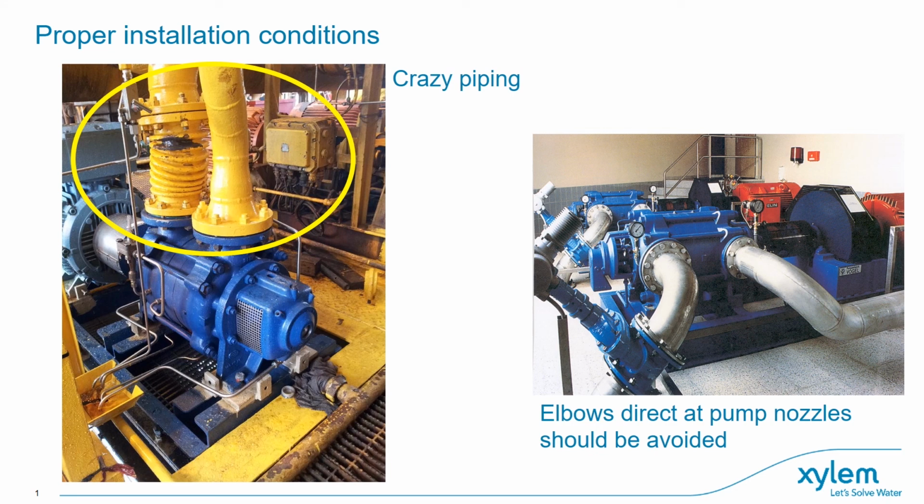Here are a couple of examples of proper installation conditions with some crazy piping. In this case specifically, there are 2 examples. The one on the left, where basically there is no reduction at the inlet. There is no valve before the outlet itself, and there is no reduction before the bend. On the right, you do have elbows directly at the pump nozzles, which should be avoided.